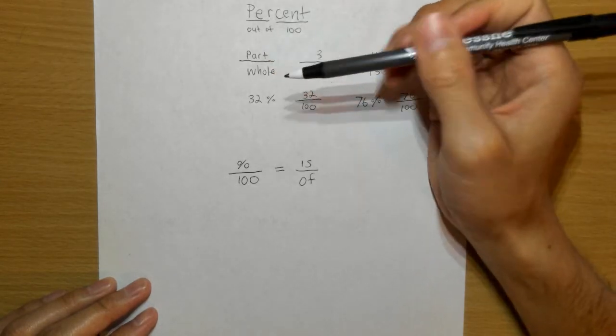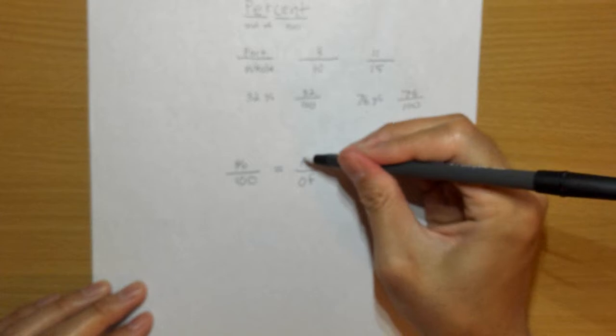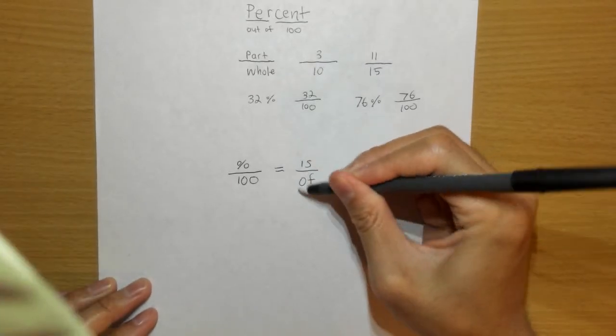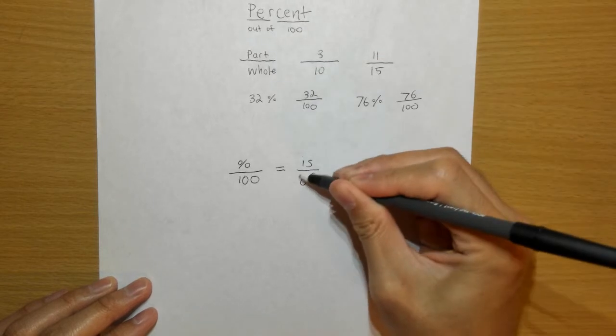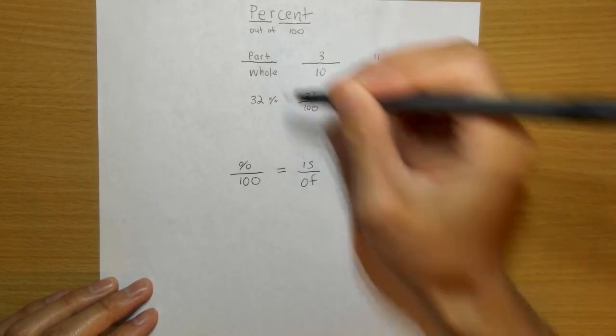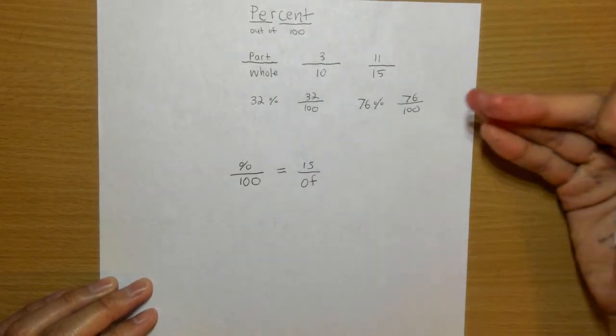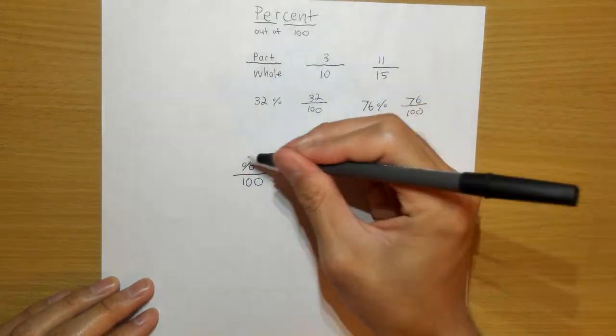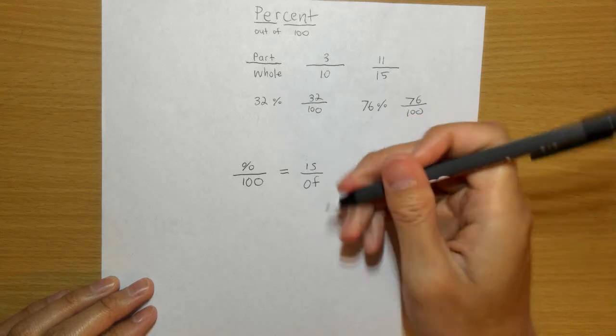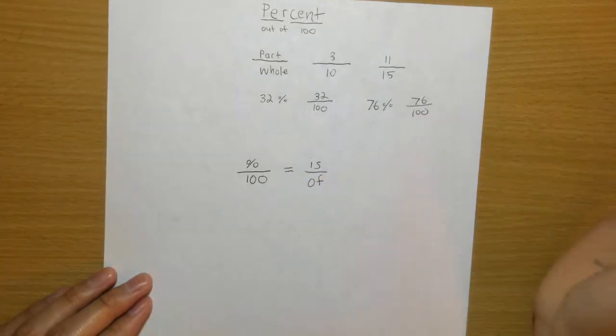So the reason why I wrote is and of is that the word is is going to indicate your part. The word of is going to indicate your whole. So it will help you identify what your part and your whole is. Some problems you're going to find the percent value. Some problems you're going to find the part. And some problems you're going to find your whole. Alright? So let's go into these example problems.